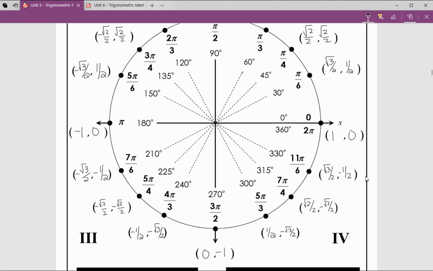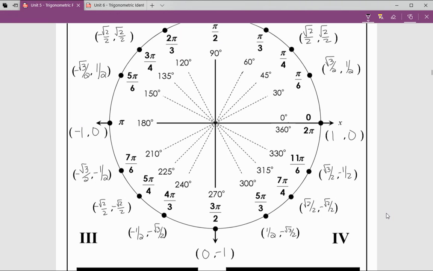So I hope you kind of see the pattern going around the circle. It's the same numbers over and over again. 1/2, square root 3 over 2, square root 2 over 2, zeros and ones. All the way around the circle, okay? That's what I got. Fourth quadrant, X is always positive, Y is always negative. All right, any questions about that?